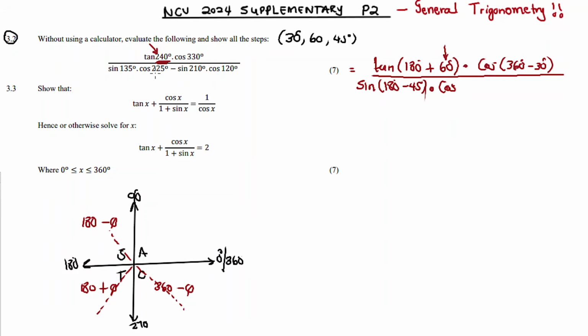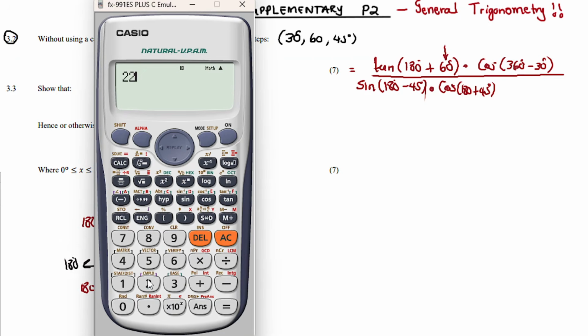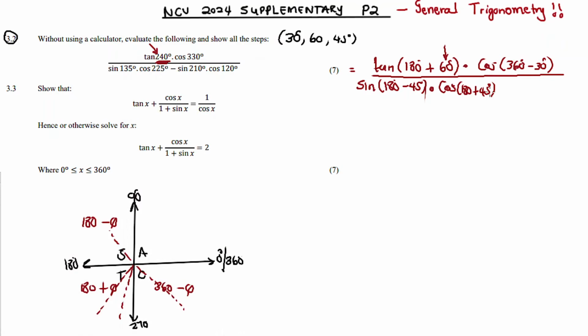Continue. So we now have this cos 225. 225 is found where? In the third quadrant. So 225 can be written as 180 degrees plus 45. But let's double check this. 225 minus 180 gives me what? 45. So yes, 180 degrees plus 45 is definitely 225 degrees. Minus sine 210. 210 again is found where? In the third quadrant.